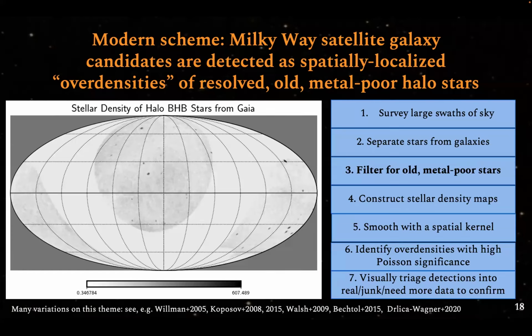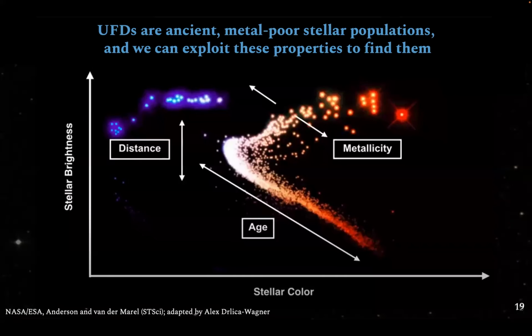So to tell you a little bit how we do that filtering for old and metal poor stars, we can exploit the fact that the ultra-faint dwarf galaxies are ancient metal poor stellar populations. And that's really a ubiquitous statement. Every ultra-faint dwarf galaxy we've found obeys the same sort of stellar isochrone. What I'm showing here is a good old HR diagram of luminosity versus color. We see an extended main sequence at the bottom, a red giant branch, and then those blue horizontal branch stars. And we think that all of the ultra-faint dwarf galaxies can be reasonably explained by an old metal poor stellar isochrone.